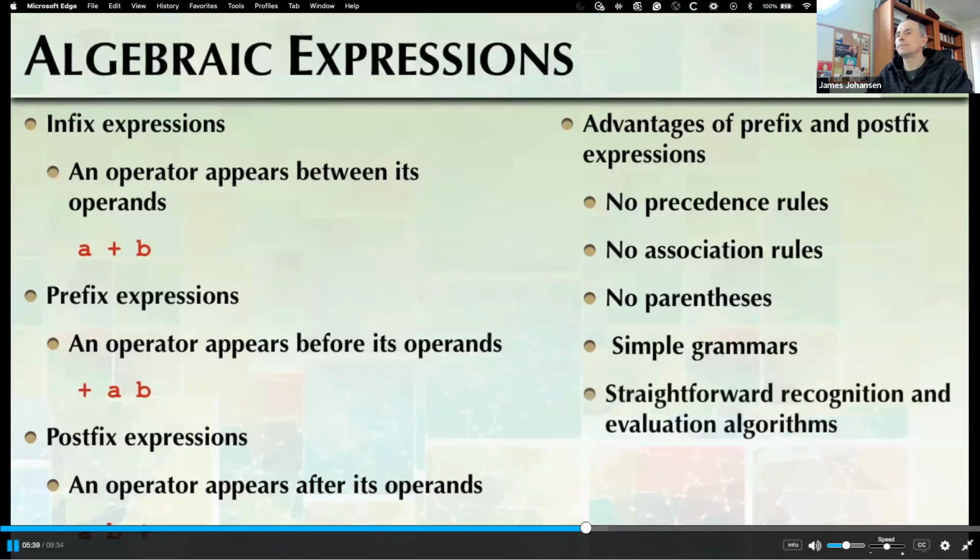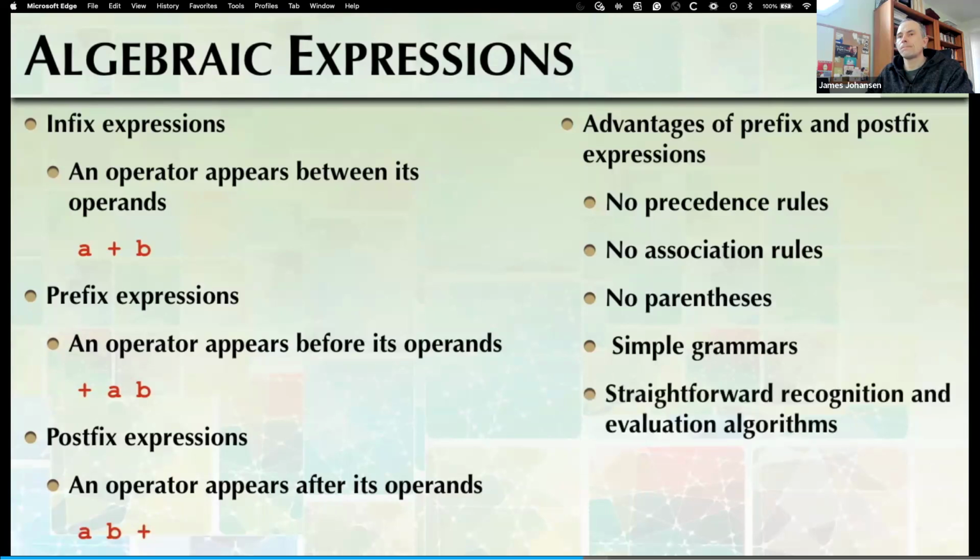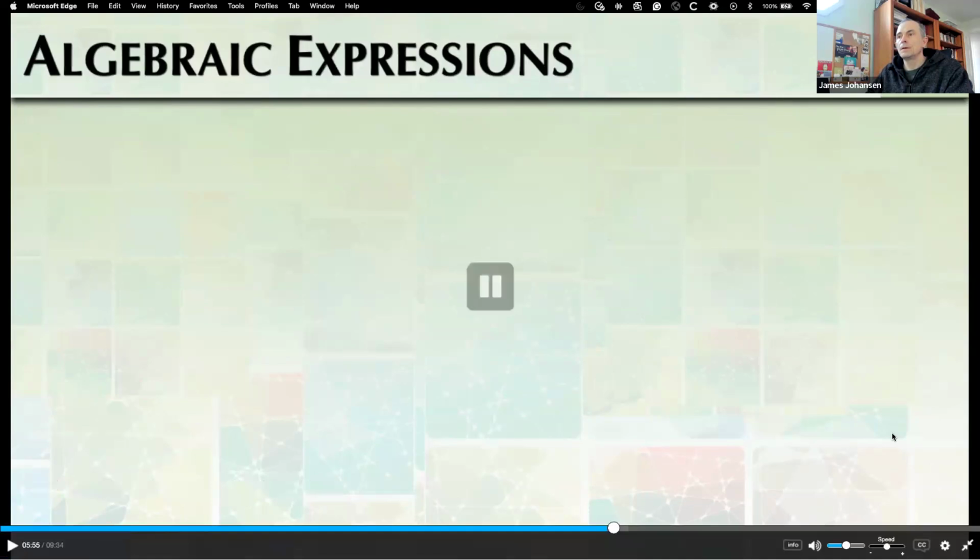There are very straightforward recognition and evaluation algorithms, which is important if you're going to write a program such as a calculator program. It's much easier to convert an infix expression into a prefix or postfix expression, and then evaluate the prefix or postfix expression. So that's not an example of recursion. We're going to be getting into that in a minute, but it's also still about breaking things down into logical functions of what you want to do with your code.